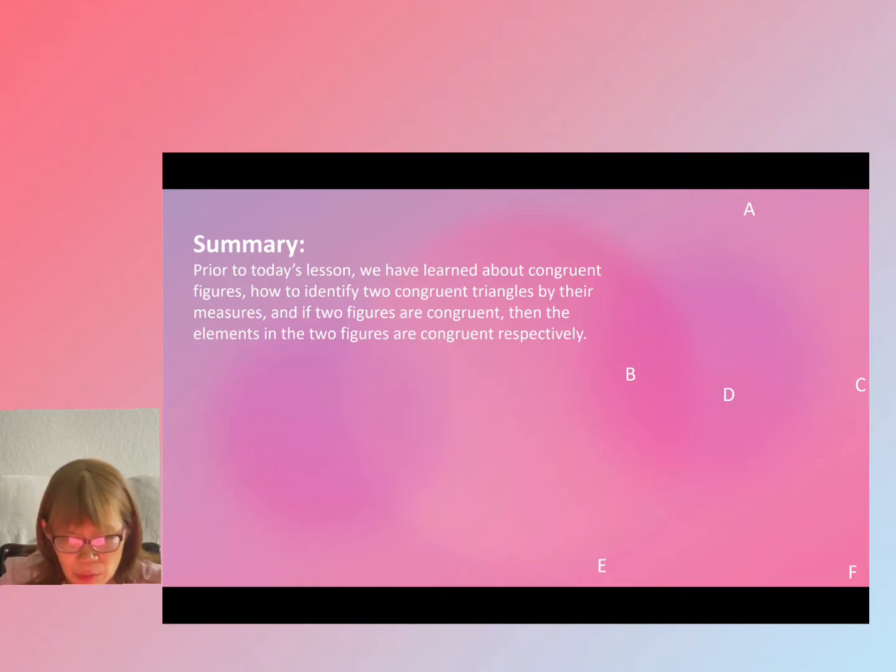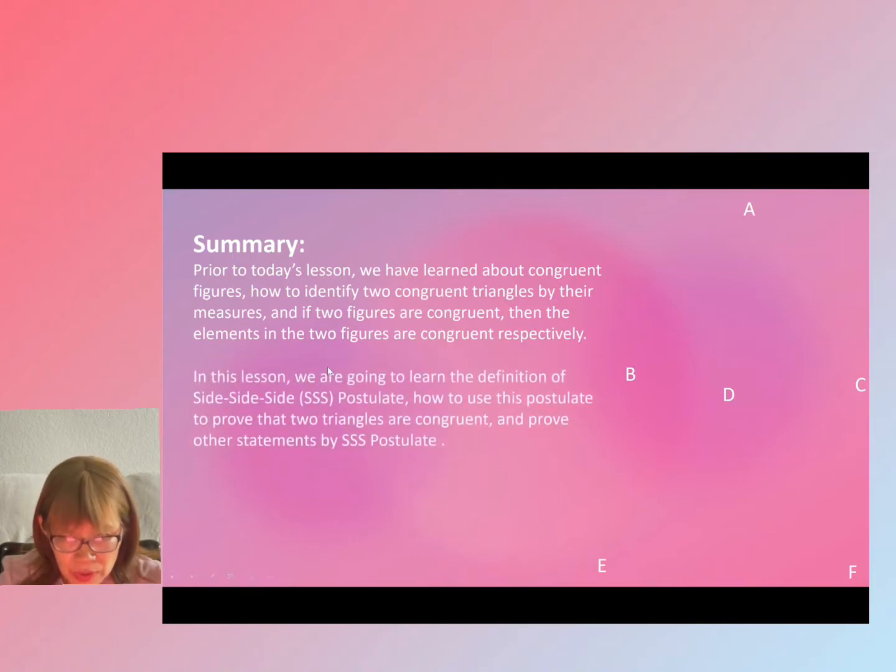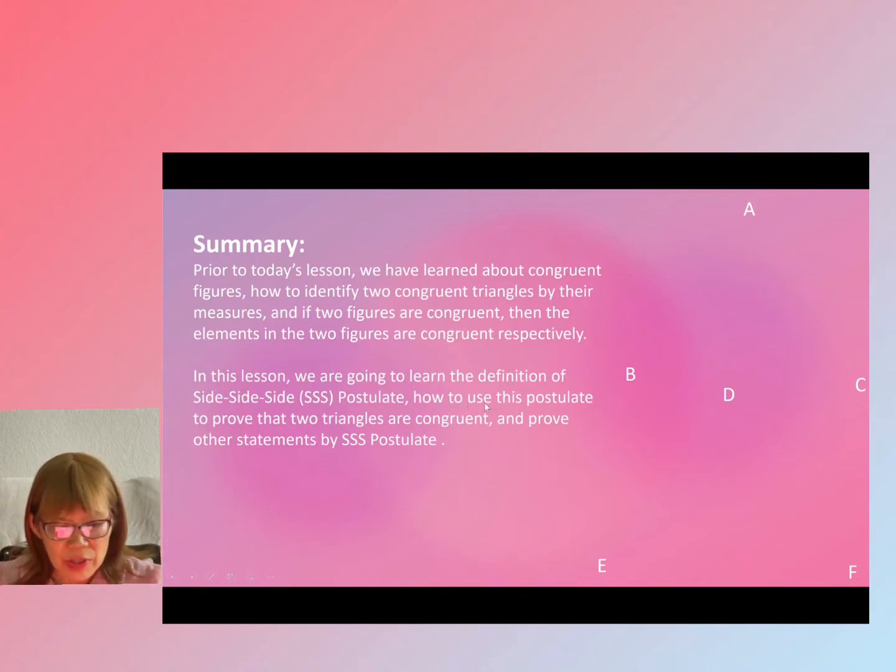If we say without the measurement, we don't know how long. So how do we say the two figures or two triangles are congruent? That's what we're going to learn today, okay, Leslie? So we need to learn the definition of the side-side-side postulate. And we need to use the postulate to prove the other statements in the homework and the practice problem.